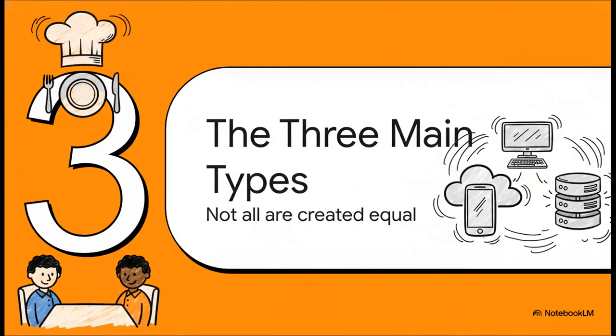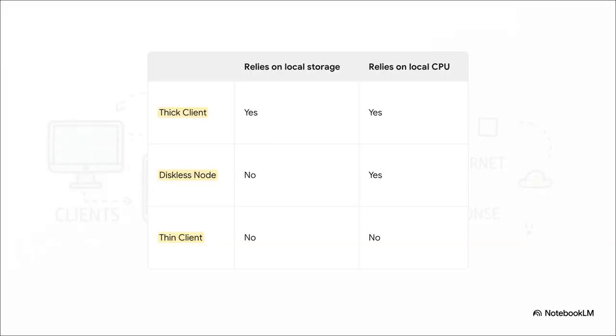Okay, now that you've got the basics down, let's add a little bit more detail. Because just like a restaurant has different kinds of customers, not all clients are created equal. In fact, they pretty much break down into three main types. This chart here really sums it up perfectly. It all comes down to two simple questions. Where does the real work get done, and where is the data stored? You have your thick client, which does everything itself, using its own brain and its own storage. Then you have your thin client, which pretty much asks the server to do everything. And right in the middle, you have this interesting hybrid called a diskless node.